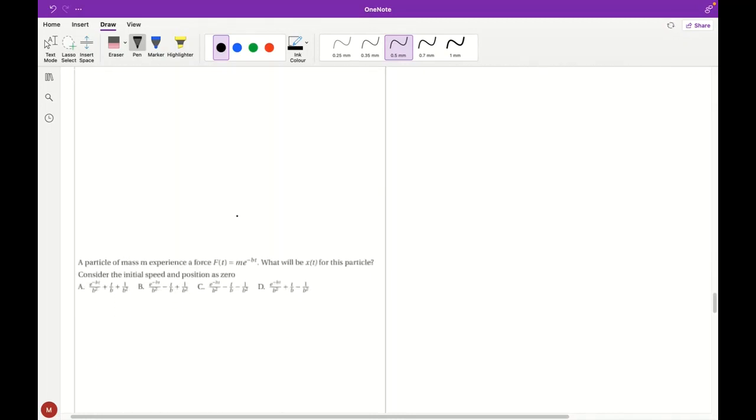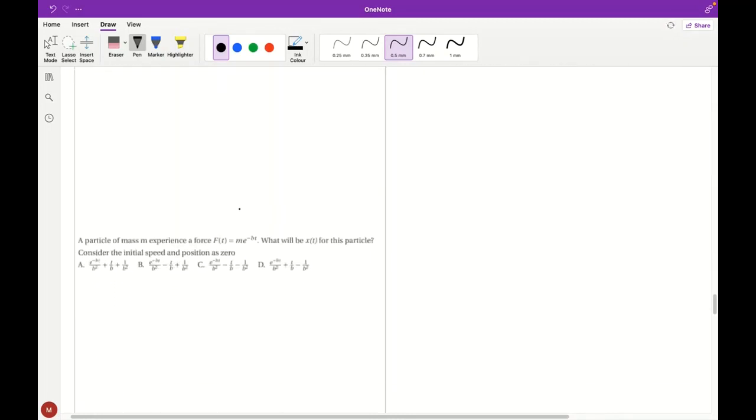Now come to another question. This is from mechanics. You have heard that F equals ma, and a is acceleration, and you have seen that x(t) is the position vector. Then x dash t is the speed, and x double dash t is the acceleration.